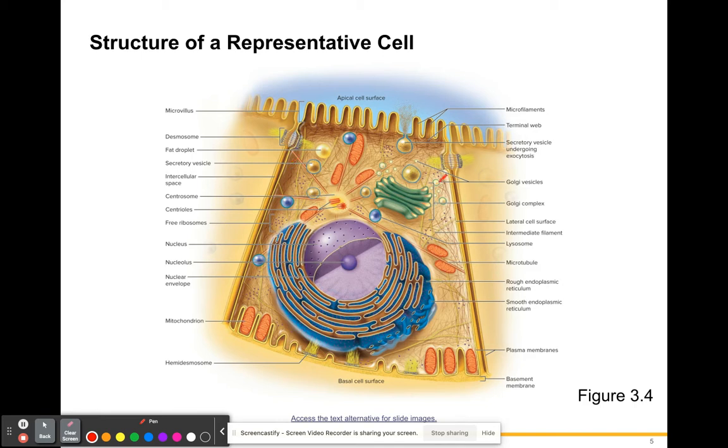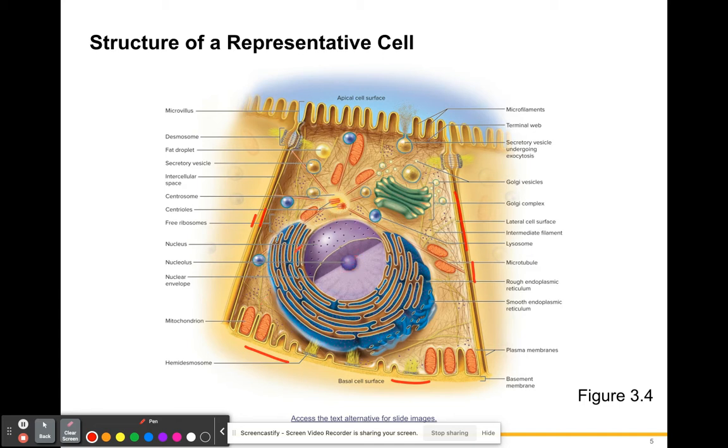but you can see the cell membrane, okay, here running along one cell. You can see the cell membrane of the other cell on the opposite side. Okay, same thing, it runs around the whole thing. This looks like what we call a cuboidal cell, okay, which looks like a cube. But we'll talk about that more when we get to tissues and things like that.